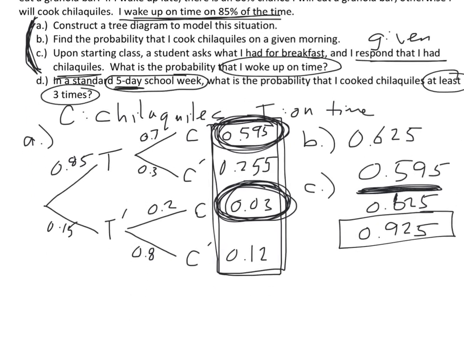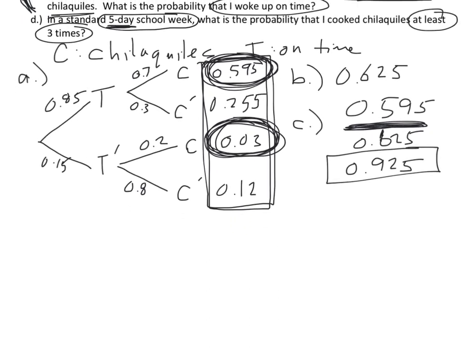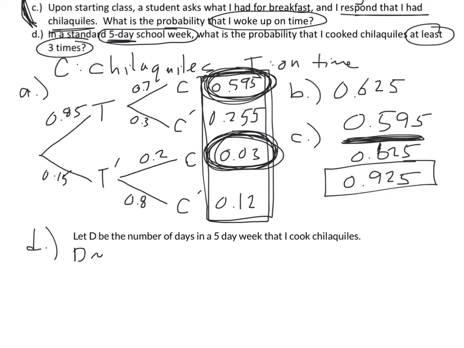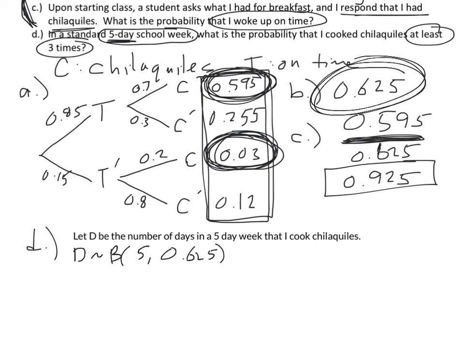All right, so first I need a little bit of space here. Anytime we do these binomial things, we need to go through our steps, right? So step 1 is I need to define a new random variable. At this point, I'm basically counting days. Let D be the number of days in a 5-day week that I cook chilaquiles. The next step, I state the distribution. D is distributed binomially with 5 trials and an individual probability of success. What is the probability that I cook chilaquiles on a given morning? Well, we figured that out. That was part B. So this is me using a previous part as I move forward.